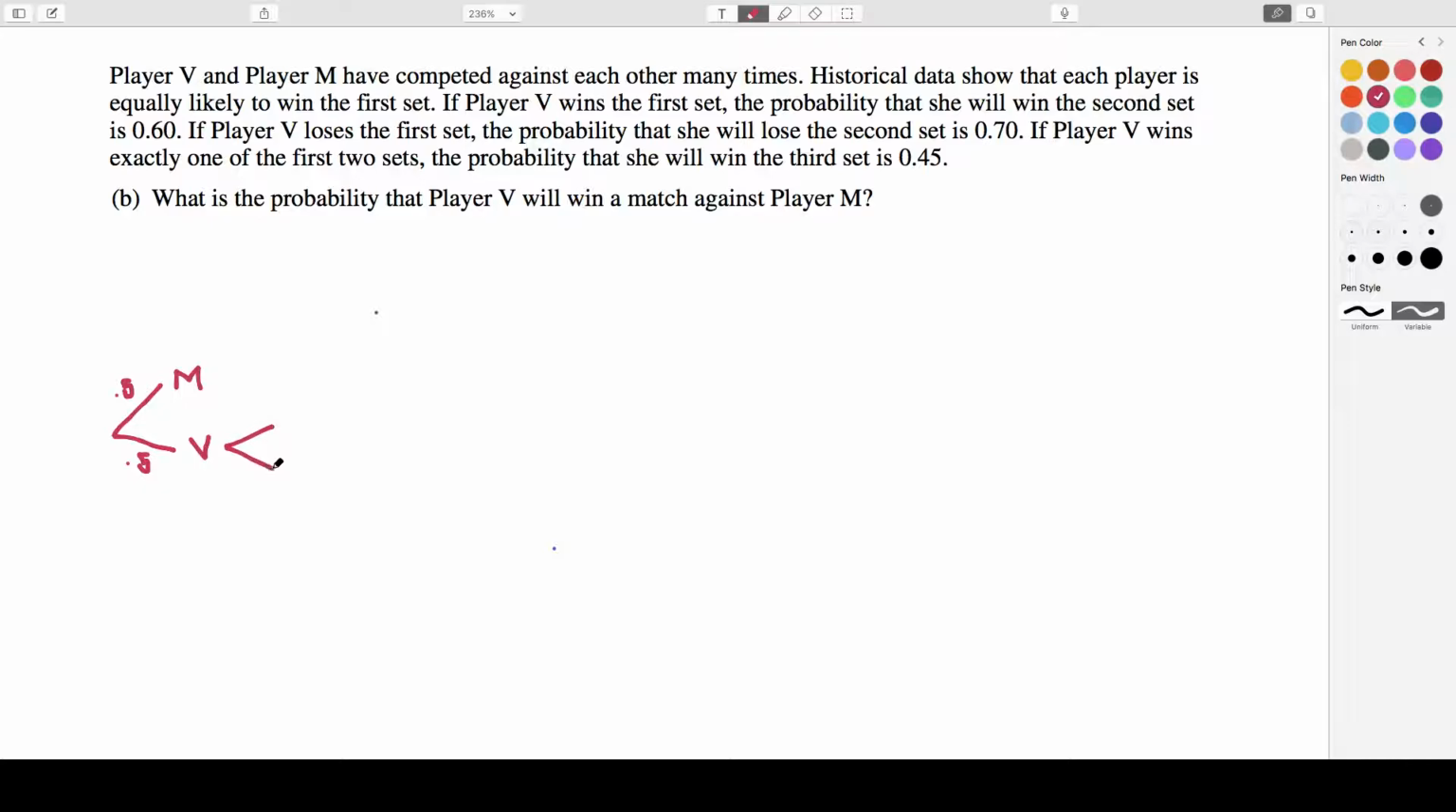So that was the first set. Now I'm working on the second set. If V wins the first set, the probability that she will win the second set is 0.6.